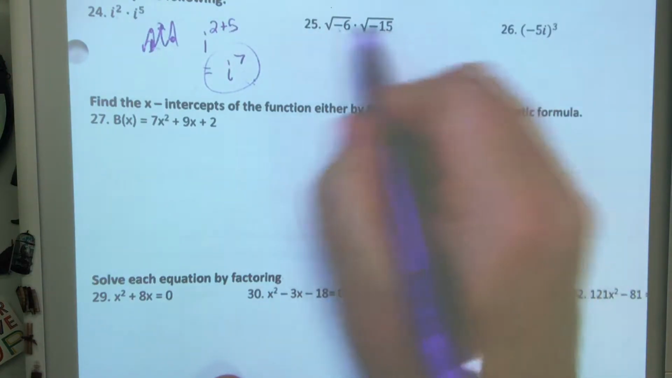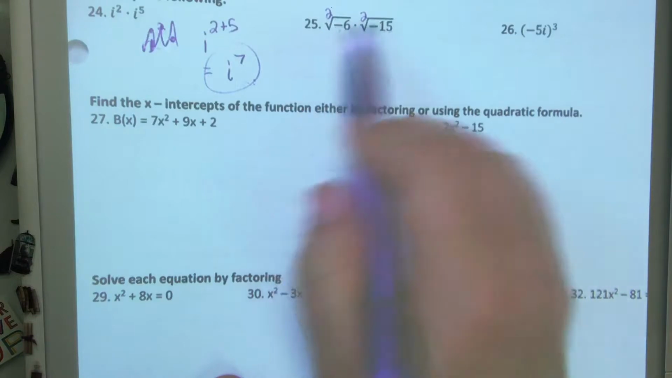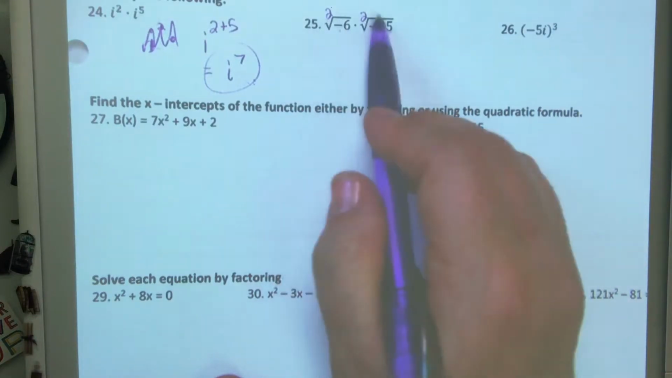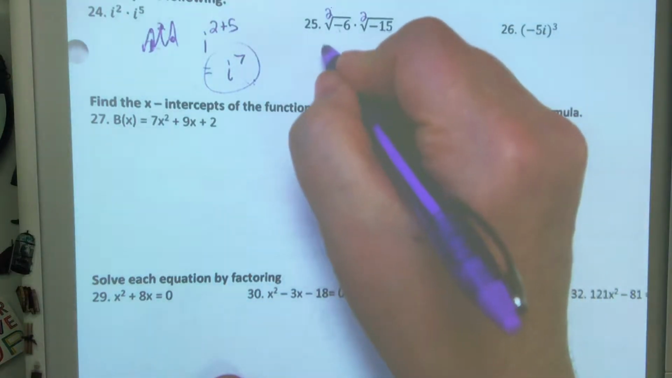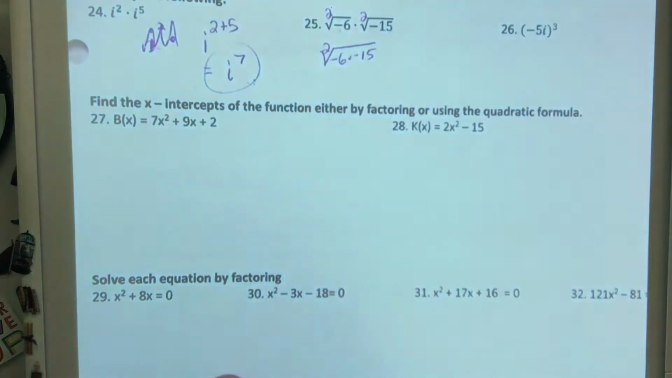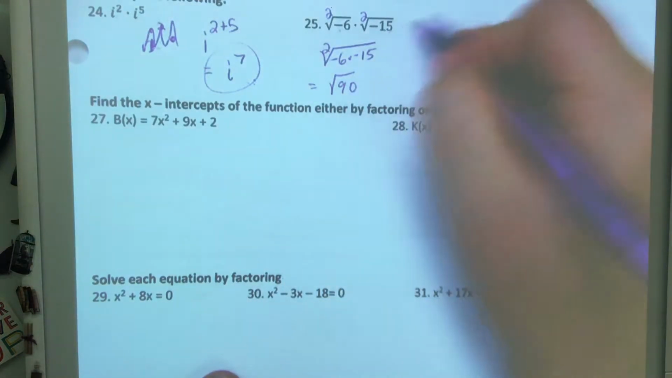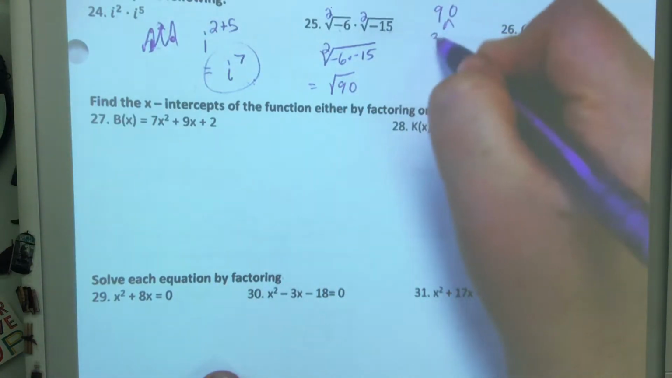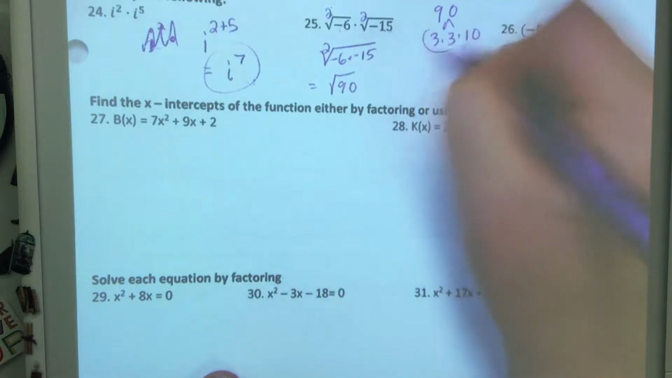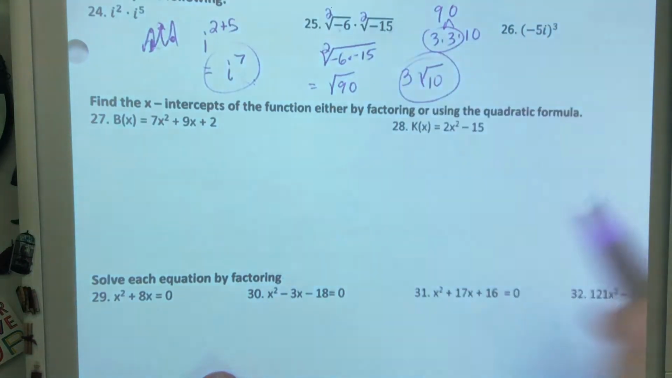For this one, since there's a 2 here implied and a 2 here, they are like terms because I have 2 square roots. So I can go square root of -6 times -15. That equals square root of 90. And if I factor out 90, I get 3 times 3 times 10. There's a pair, so I get 3 square root of 10.